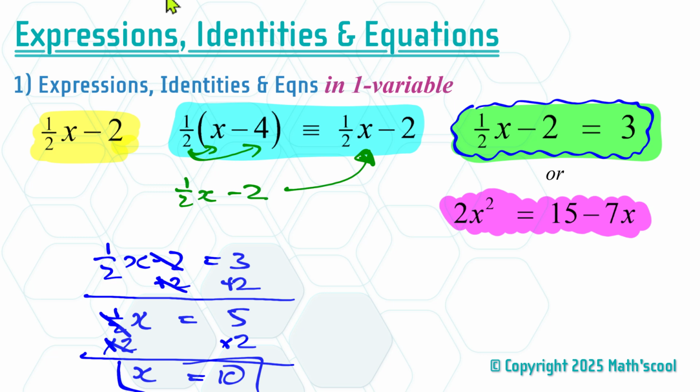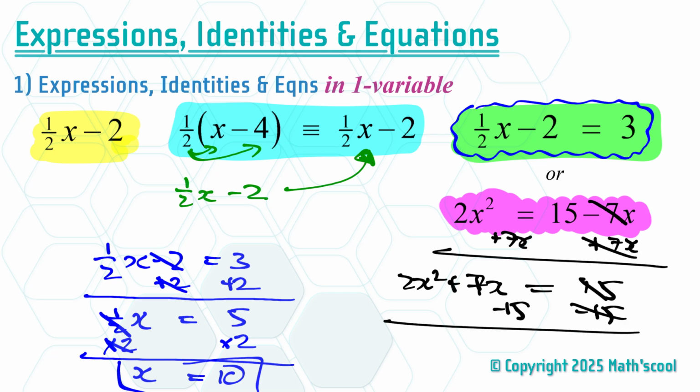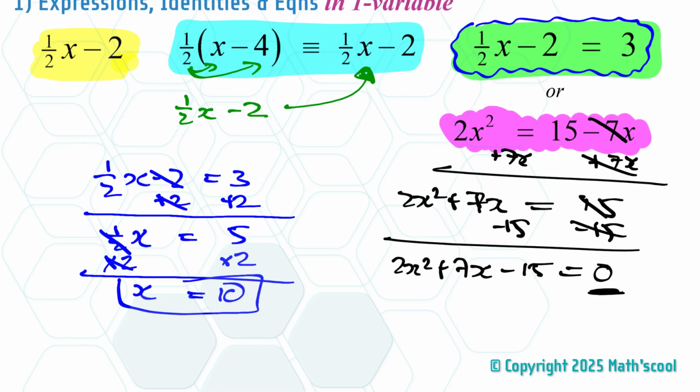Generally speaking, we move everything to one side. So add the 7x to both sides. So that's going to be 2x squared plus 7x equals 15. And then now minus the 15 from both sides. And so it's going to be 2x squared plus 7x minus 15 equals 0. So you're trying to make this side equal to 0. And then we're going to try and factorize it.